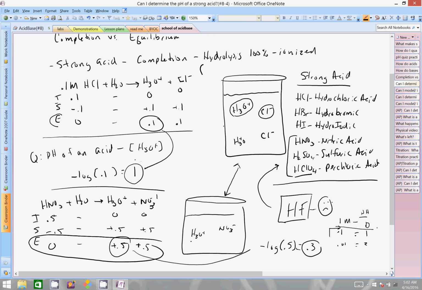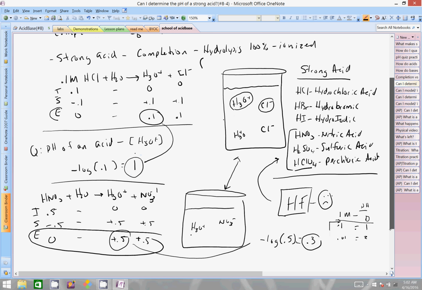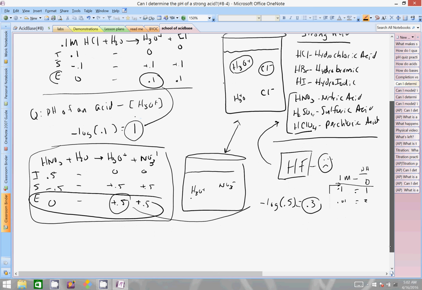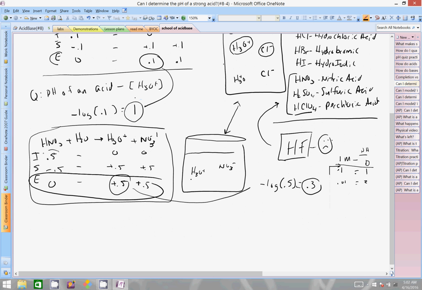So strong acids always go to completion. Without writing all this stuff down, a student might just say, for strong acids, I'm just going to take the concentration of my acid and plug it into this formula. And very commonly, this does work. For a 0.15 molar concentration of HI, all you have to do is take the negative log of 0.15 and I get my pH. Negative log 0.15 gives me 0.82 on the pH scale.